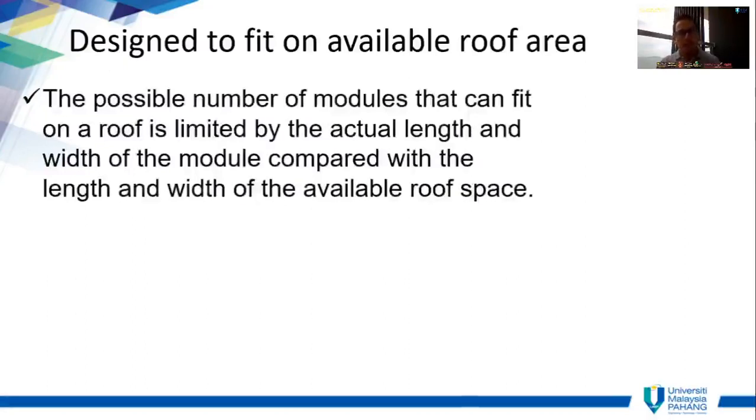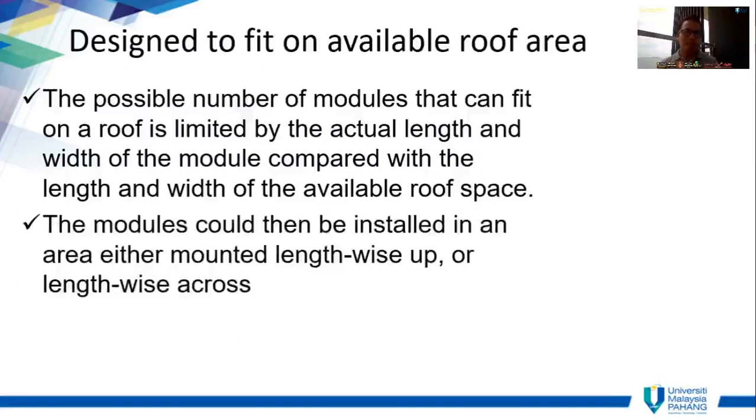The possible number of modules that can fit on a roof or land is limited by the actual length and width of the module compared with the length and width of the available roof or land space. The solar module has a fixed width and length. So within that limitation of the size of the module, you just multiply the number of modules as far as they can fit on the roof. So that's the target.